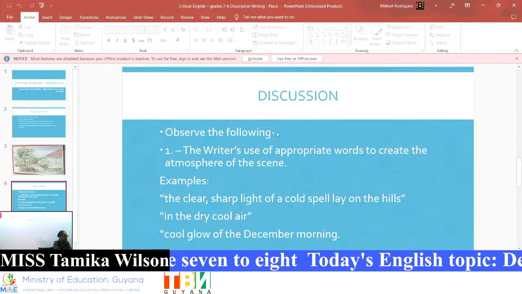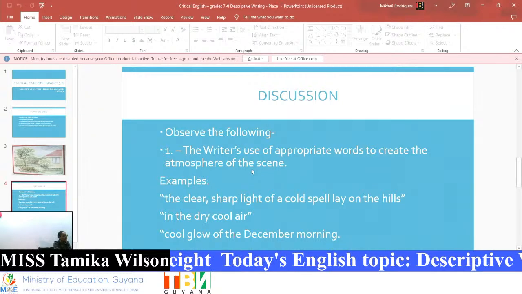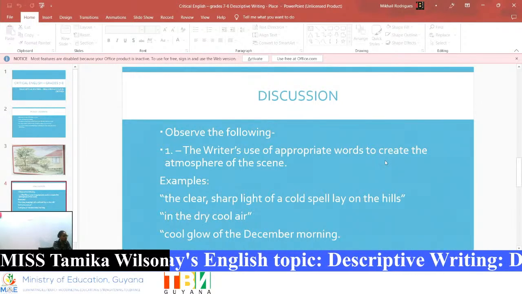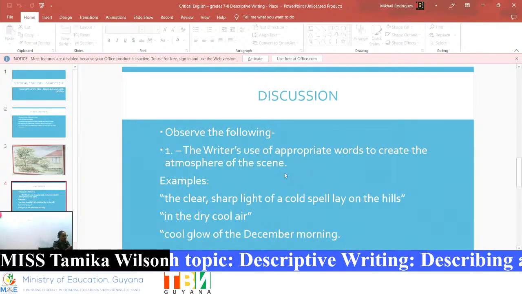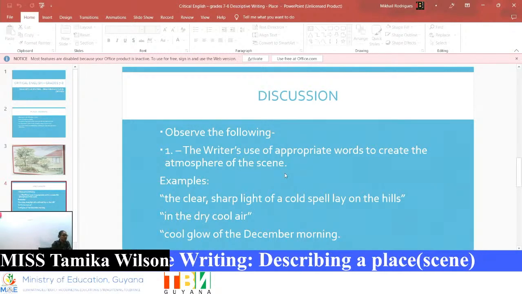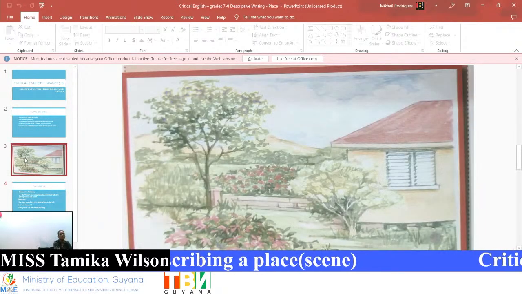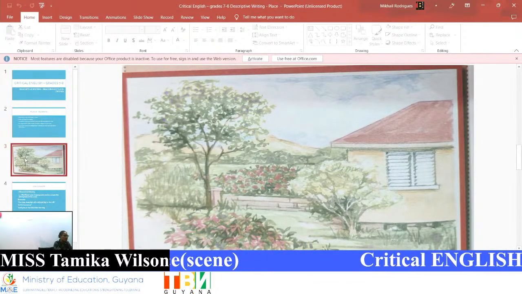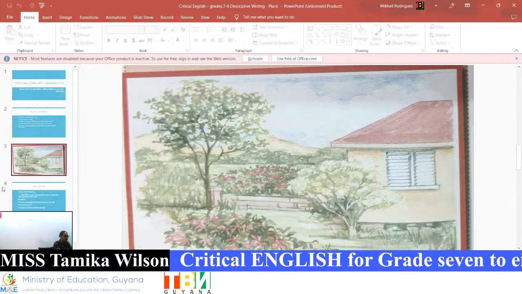Good. So let's observe the following. And what are we observing? The writer's use of appropriate words to create the atmosphere of the scene. So the first thing we want to look at is the writer's use of appropriate words to create the atmosphere of the scene. I'll change the slide back to the picture, and can you think of any of the words that help to create the atmosphere that we would have seen in the passage?